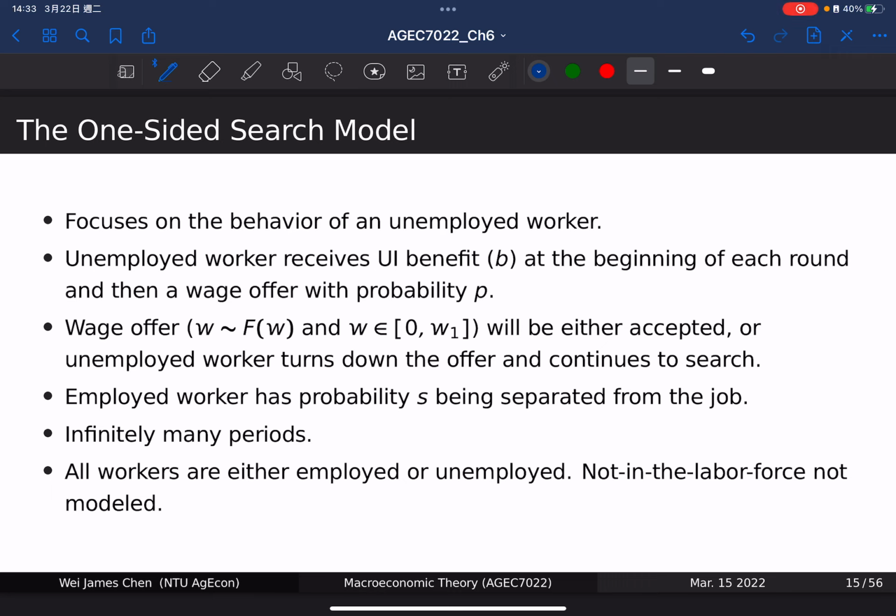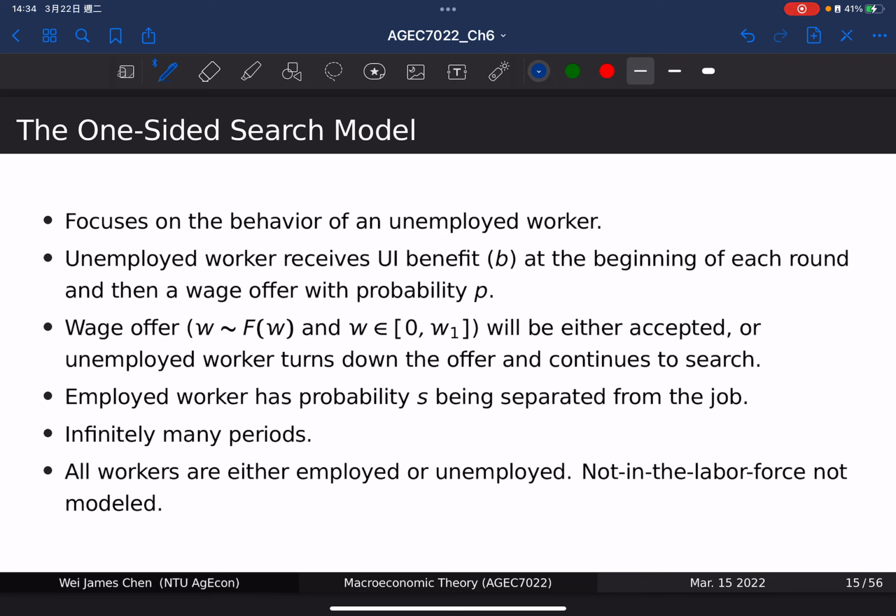Okay, so this unemployed worker will receive an unemployment insurance benefit B at the beginning of each round, and then a wage offer with probability P. Like I said, this wage offer W follows an F of W distribution, and it has a lower and upper bound, which are 0 and W1. Then this unemployed worker may choose to accept this offer, become employed, or deny this offer and stay unemployed.